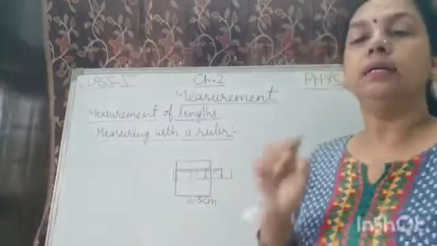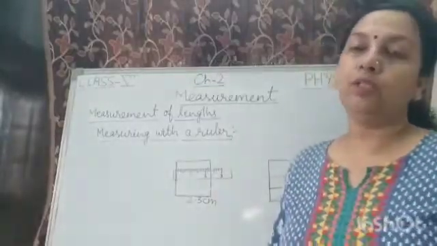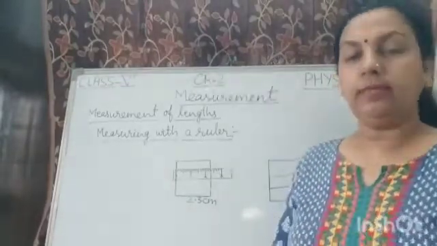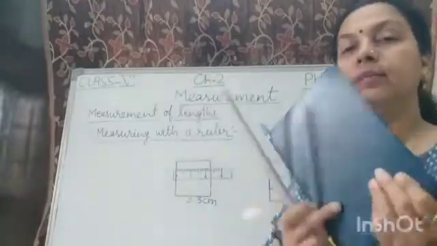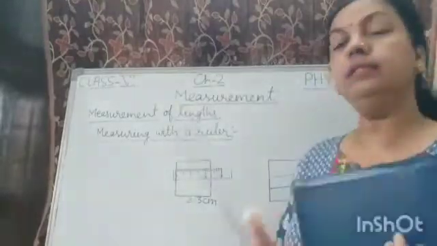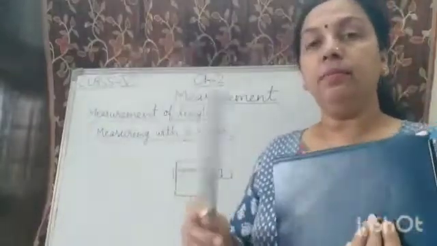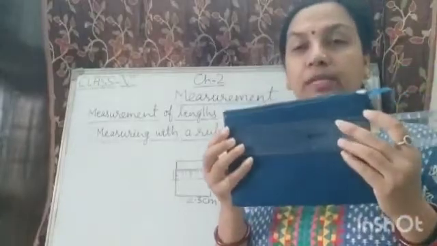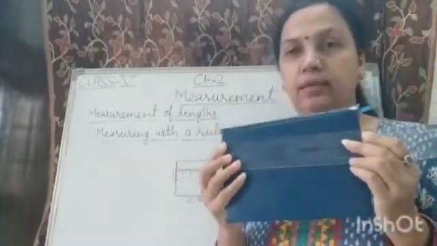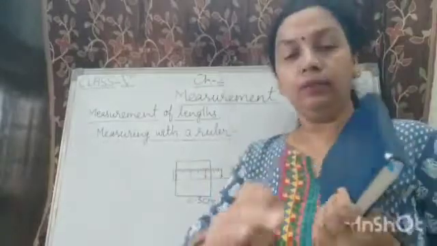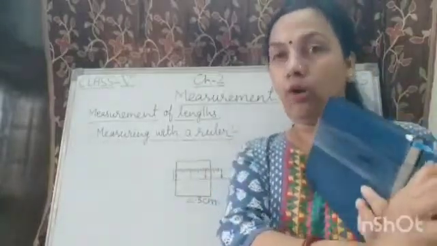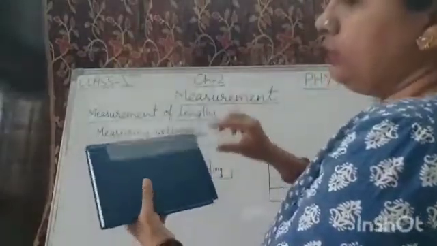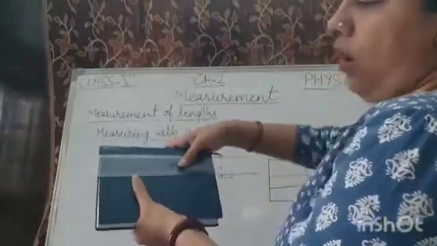Now to get a correct reading, there are some precautions which must be taken while using a ruler. For example, when we are taking measurement of an object, the scale must be placed parallel to the object being measured, and the scale should be in touch with that object. You can't measure like this. It should touch the object.